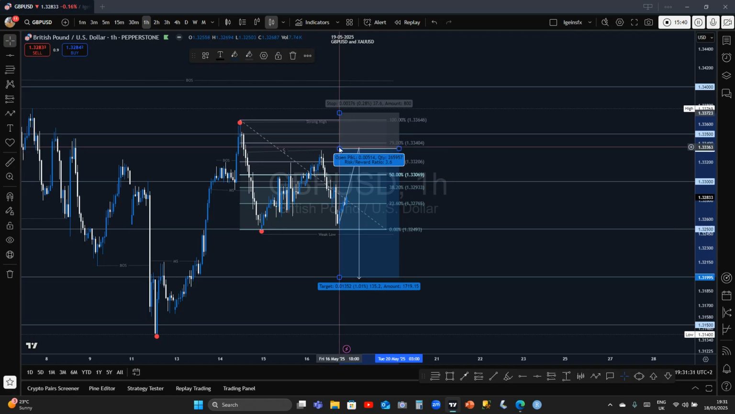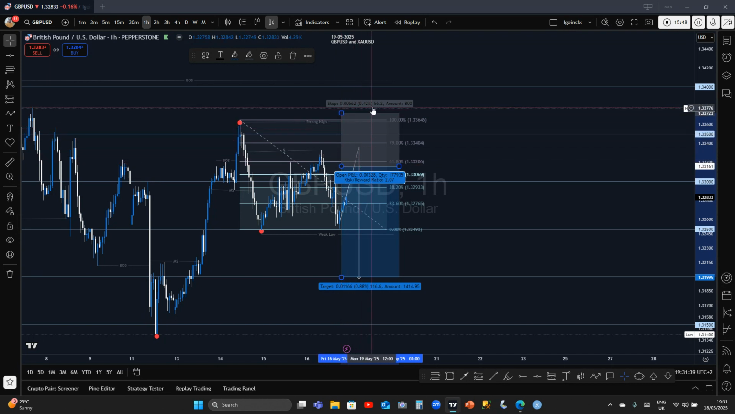But if price eventually gets to this point, that means my stop loss will be bigger, then I will reduce my lot size. All right, so that is how you apply risk management based on your lot, based on your stop loss pips. All right, thank you so much.